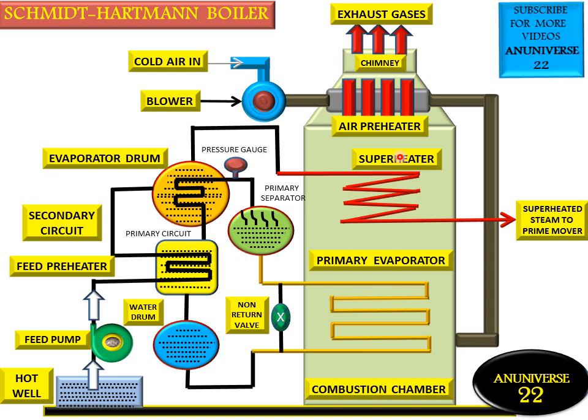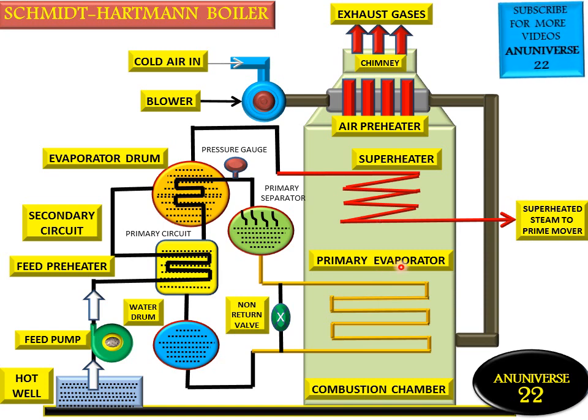And this is the superheater. The superheater is basically used to increase the temperature of saturated steam. Saturated steam is generally not good because it causes corrosion. So the superheater is used to increase the temperature of the saturated steam that is coming out from the evaporator drum.